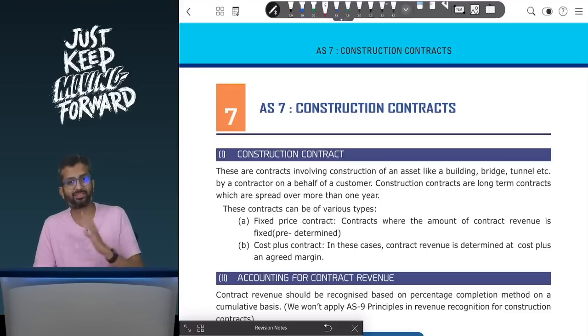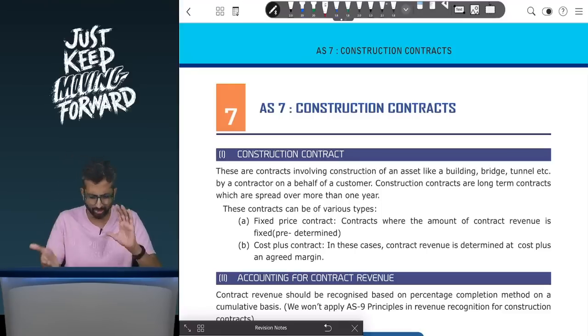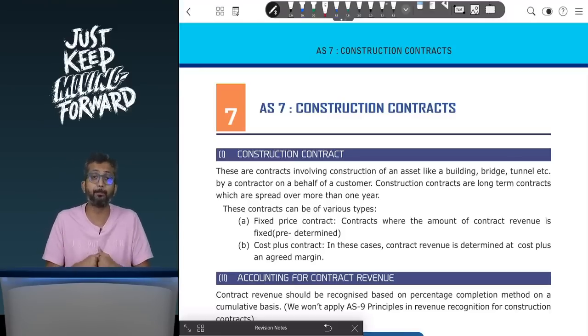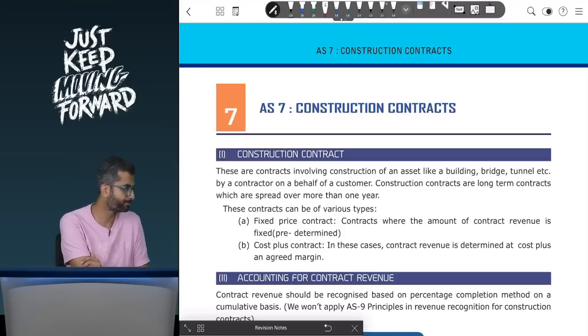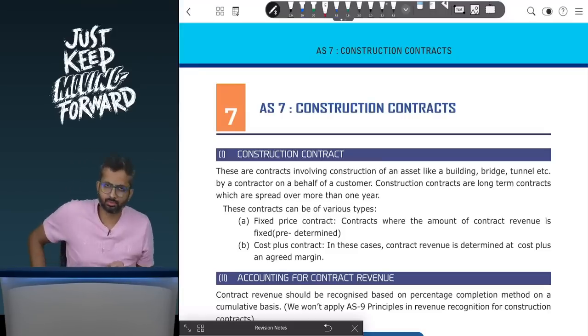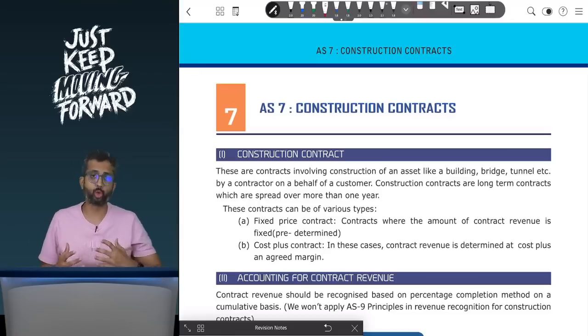So you will go to AS7. This is a standard on construction contracts. Now 7 and 9 are both standards which largely deal with revenue recognition. So when we look at AS7, what does it include? It includes recognition of revenue for something called contractors.